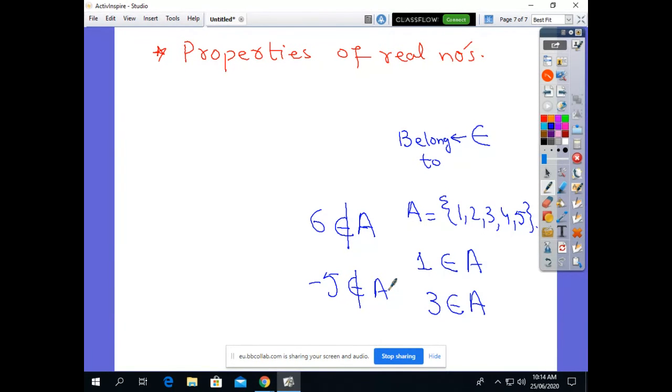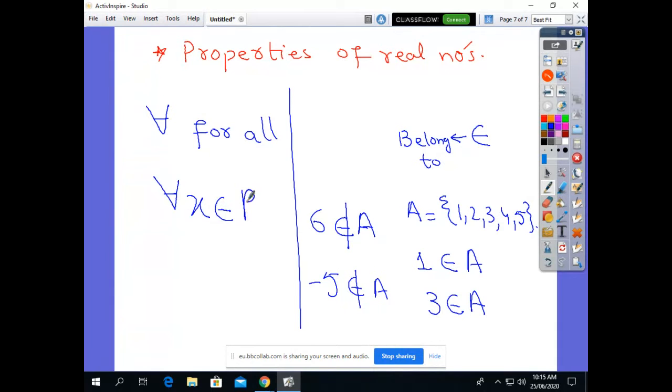Before studying these properties, we are now familiar with the symbol belongs to. The other symbol is used for "for all", which means for every number. In the previous lecture, lecture number 11, we studied natural numbers, whole numbers, rational numbers, and real numbers. Therefore, if we write for all x belongs to R, it means any element x which belongs to the set of real numbers.